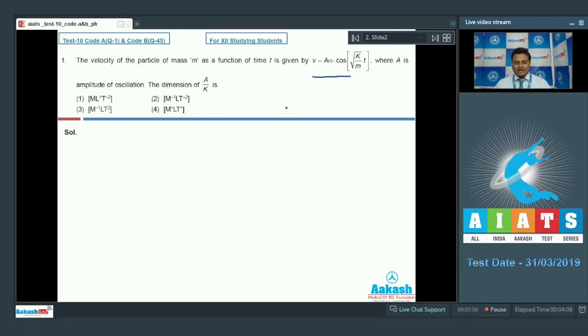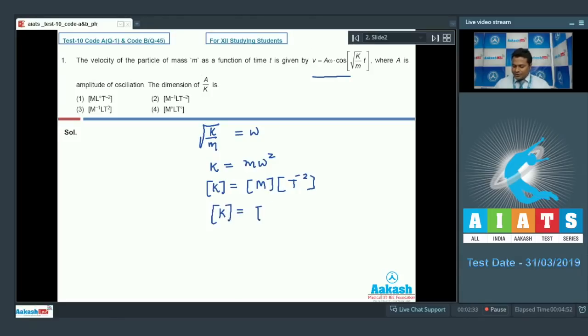The question belongs to dimensional analysis, and here it is given that a is the amplitude, and we know very well that √(k/m) equals omega. Therefore k will be equal to m times omega squared. Now we can write the dimensional formula for k as the dimensional formula for mass, that is capital M, times the dimensional formula for omega, which is T to the power minus 1, and if we square it we get T to the power minus 2. So the dimensional formula for k is M T^-2.